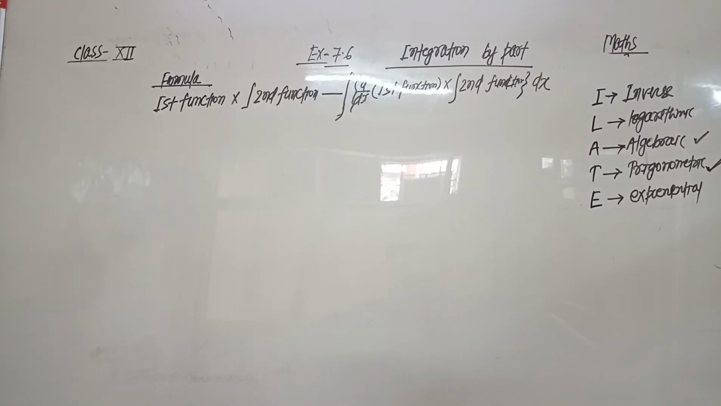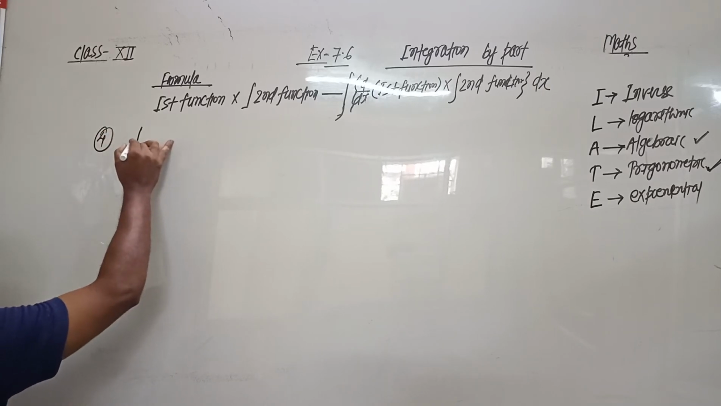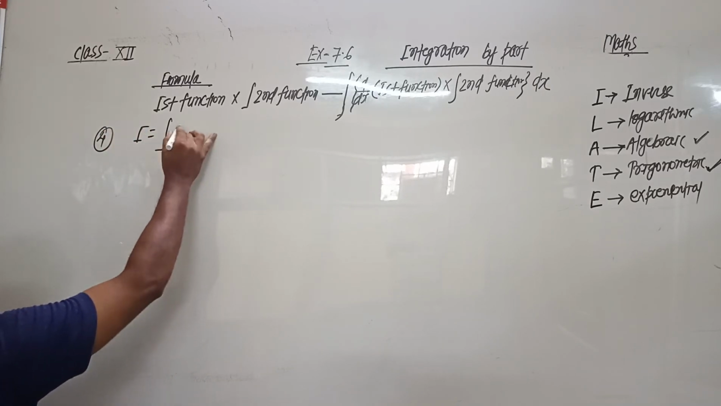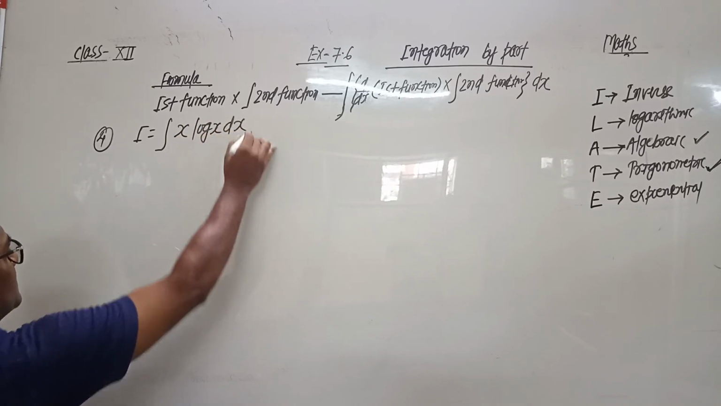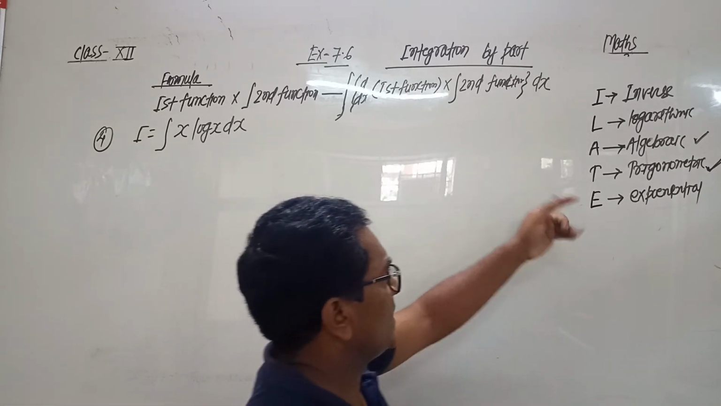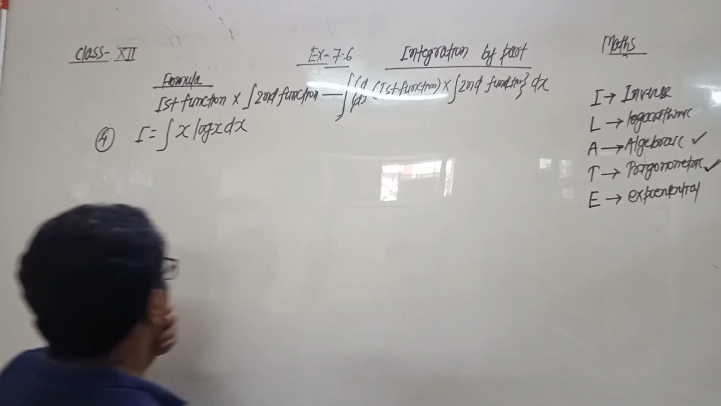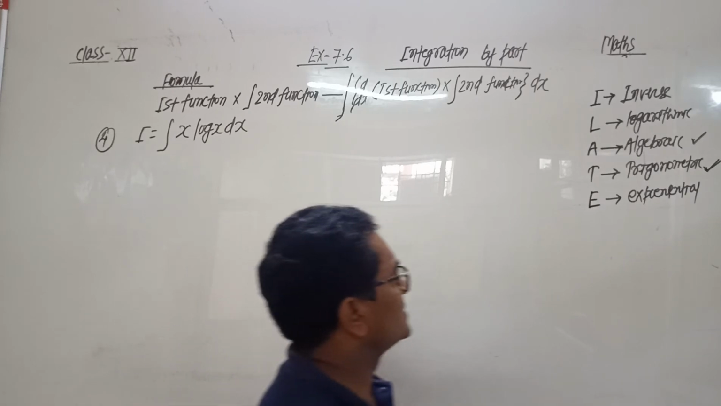Now question number 4. I equals integration x log x dx. Integration x into log x dx. Here again there are two functions, x and log x. In this sequence, x is called the algebraic function and log x is the logarithmic function.